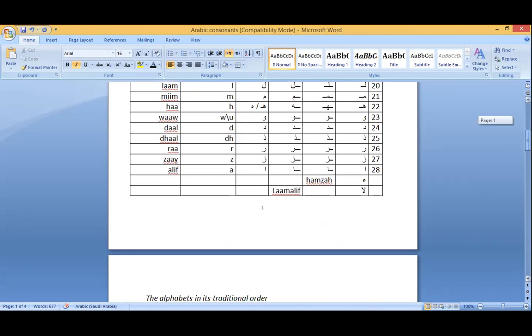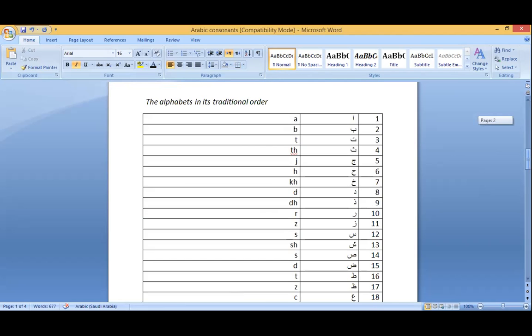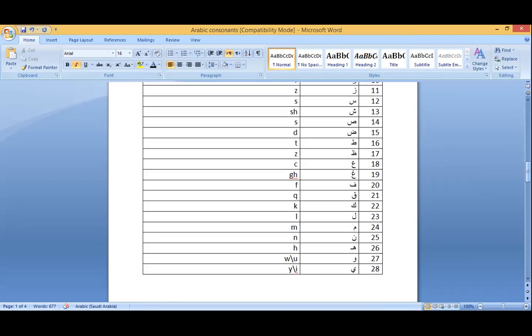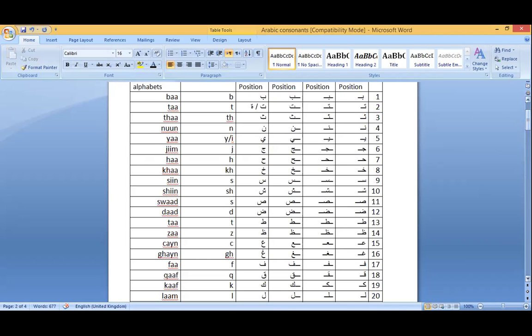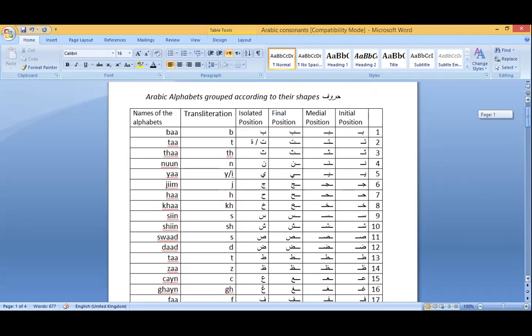There is also the traditional way of lining them up. This is how they are traditionally written. But I would prefer us to put them as per their shapes, so that we see which ones have the same shapes, which are similar and which are not. Two, you see here there are positions: initial, middle, final, and isolated. These are the positions we'll discuss. We put this position because some letters change their shapes based on where they are positioned.